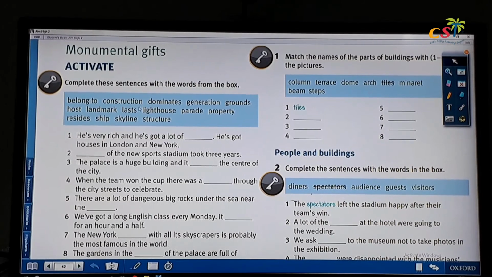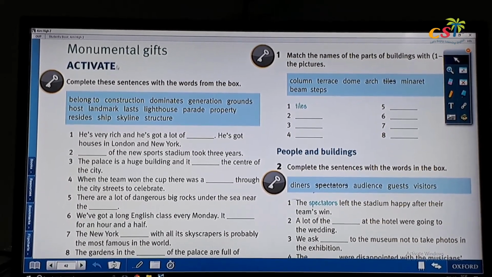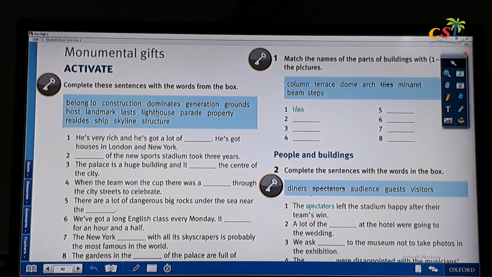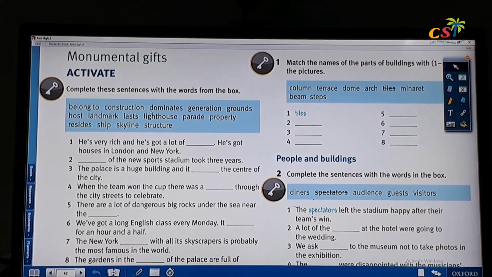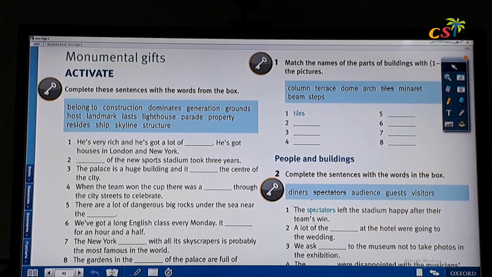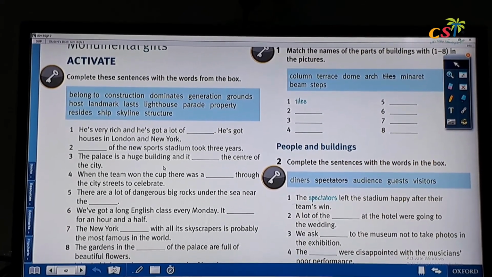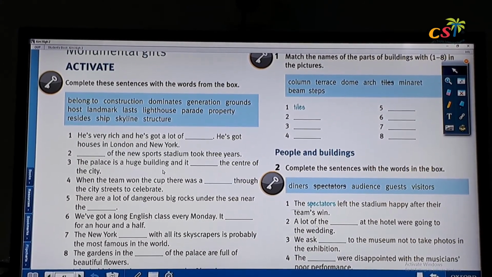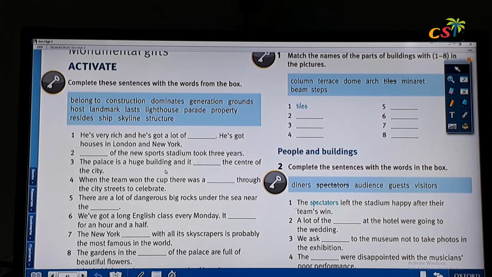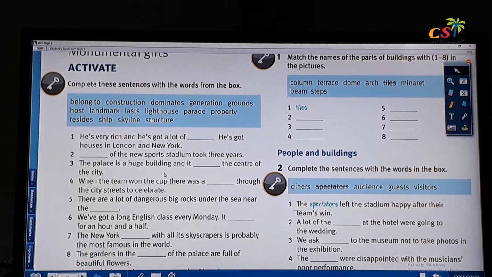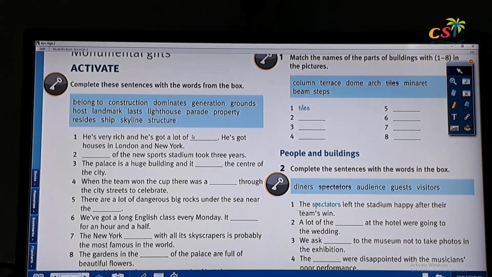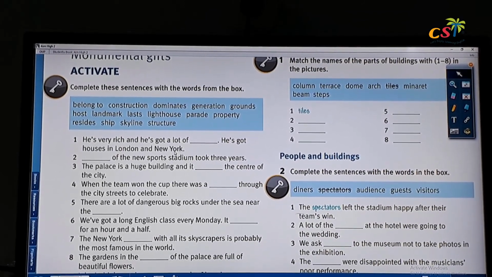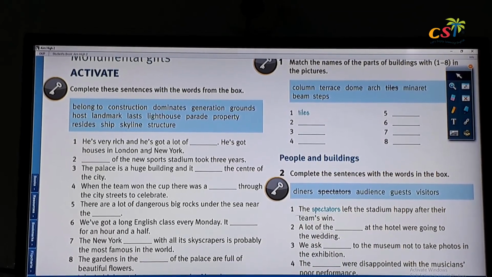As usual, you have to complete the sentences with the words from the box. This time, you don't need to change anything from the words. Just put them into the blanks. I'll give you the example number 1. He's very rich and he's got a lot of blank. He's got houses in London and New York.